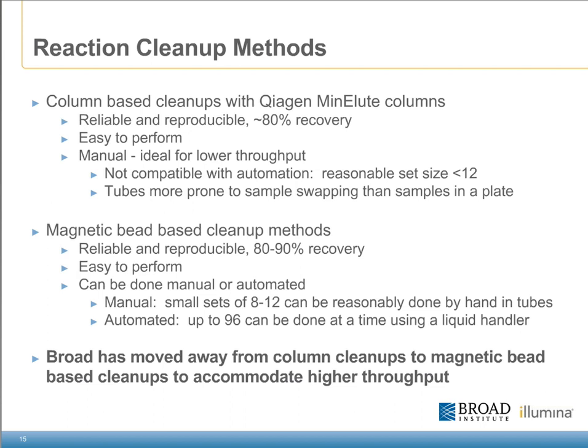You get about 80 to 90% recovery as well, and they too are easy to perform. But one of the benefits of them is that they can also be automated easily, or they can be done manually. So manually, you can do 8 to 12 reasonably in a tube by hand. But automated, if you had a 96-well magnet and a liquid handler, you can do plates of these at a time. And because of this reason, the Broad has moved away from column cleanups to the magnetic-based cleanups as much as possible, just to improve our throughput.